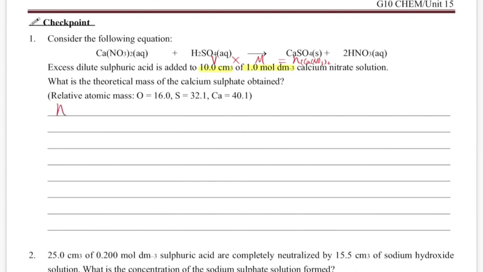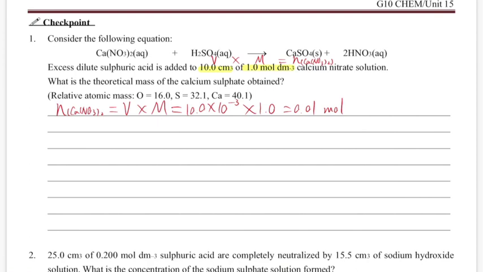Okay, remember, since we are calculating different substances here, it's essential for you to have the subscript indicating which substance you are calculating. So here, I'm calculating the number of mole of calcium nitrate first. Okay, so it should equal its volume multiplied by its molarity. So it should be 10 times 10 to the power of minus 3 multiplied by 1. Okay, so it should equal 0.01 mole.